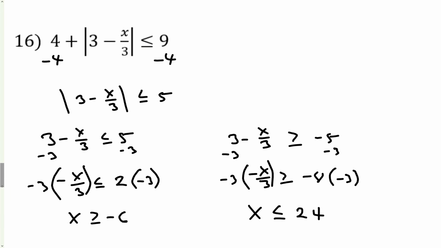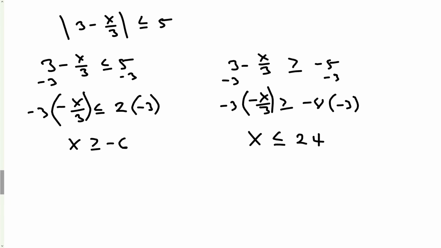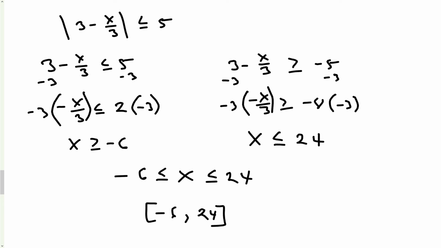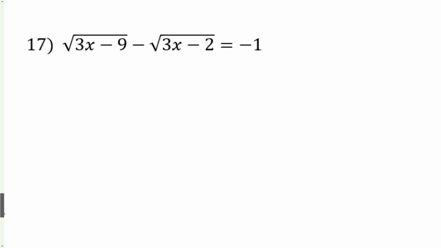So if I want to write this with a compound inequality, I would say that negative 6 is less than or equal to x, which is less than or equal to 24. If I want to write this with interval notation, I would say this goes from negative 6 to a positive 24 with brackets because it says or equal to. All right, let's finish with this one.